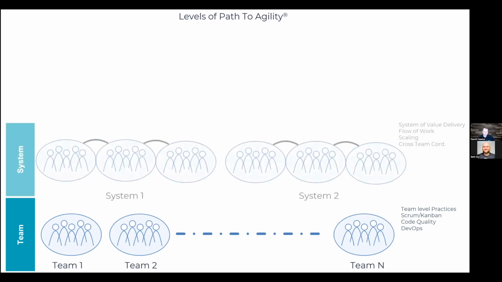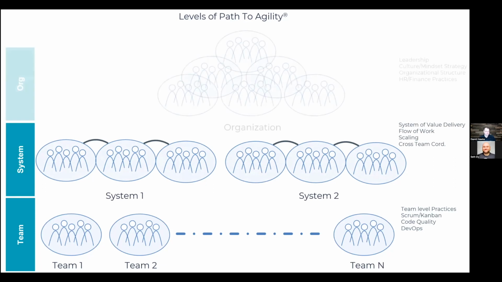But we also need to look at what we call the system of teams, the system of value delivery, the flow of value delivery. In most of our organizations, it requires more than one team to get something out the door. So we need to think about whether we are optimizing the flow of value delivery through the system of teams as well. There are different practices, and here's where SAFe and a lot of our scaling frameworks give us practices on how we can manage work across the system.